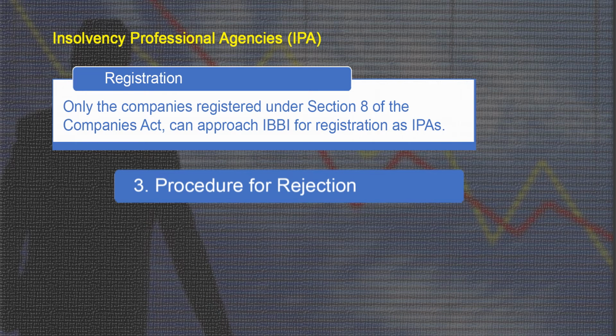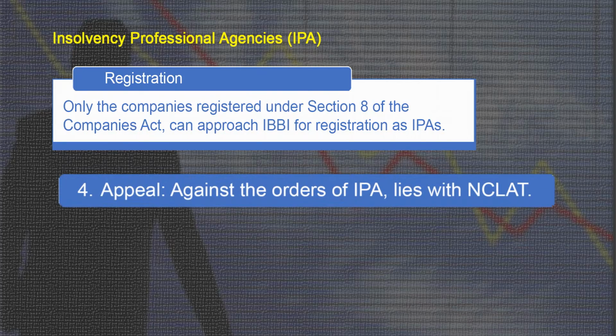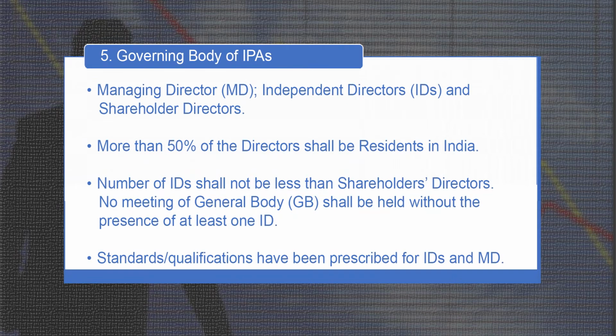After considering the application, if there is a prima facie opinion that the registration or renewal ought not to be granted, give the applicant an opportunity to explain within 15 days. Thereafter, IBBI may accept or reject within 30 days of receipt of such application. Now, upon the action of the IBBI, an appeal can be filed before NCLAT, that is National Company Law Appellate Tribunal. The governing body of IPA shall consist of managing director, independent directors and shareholder directors.